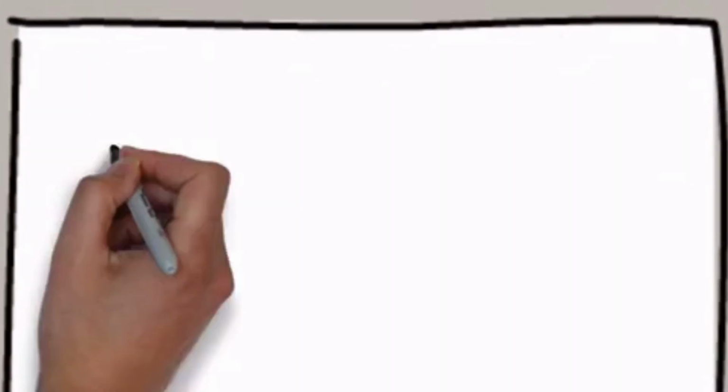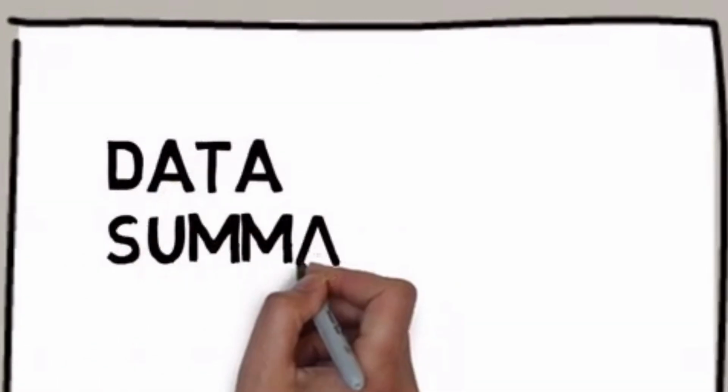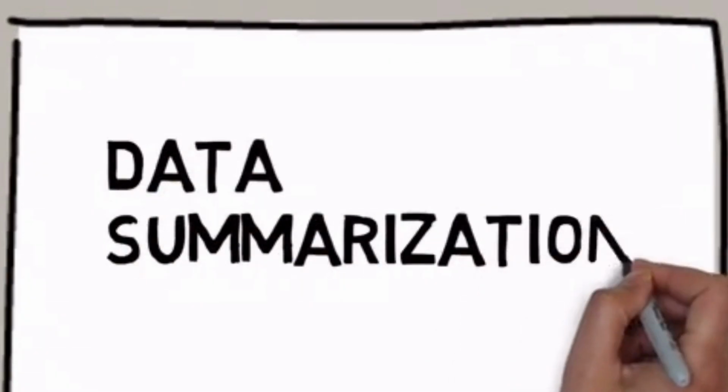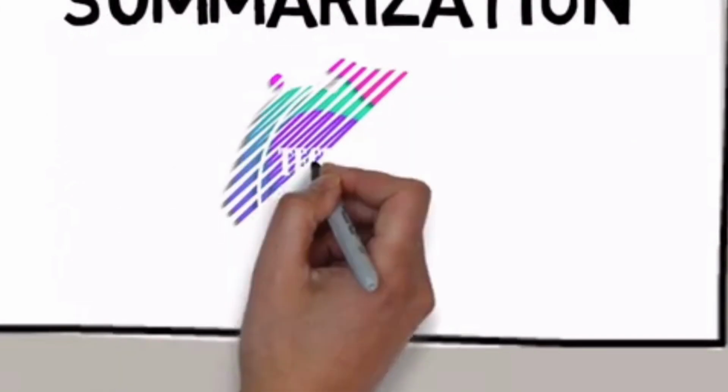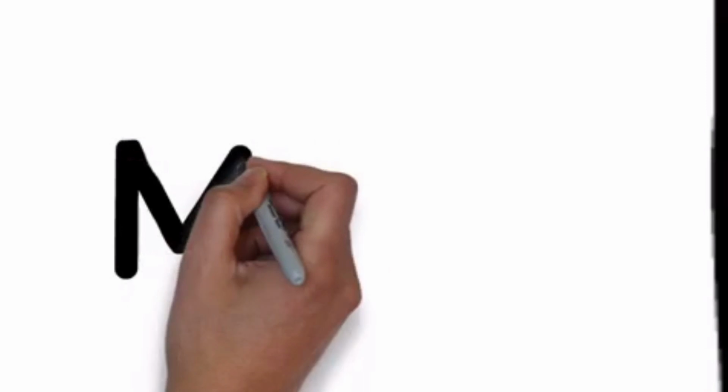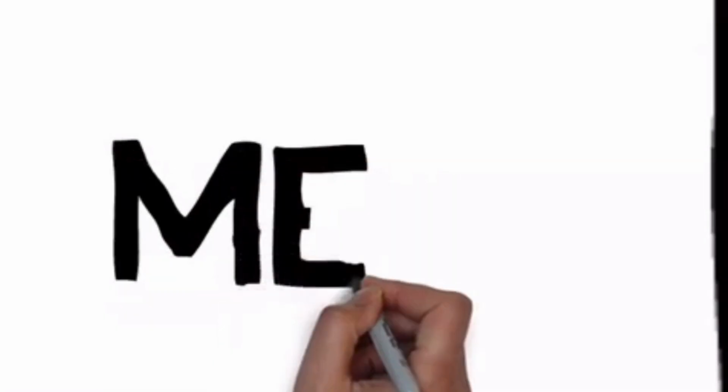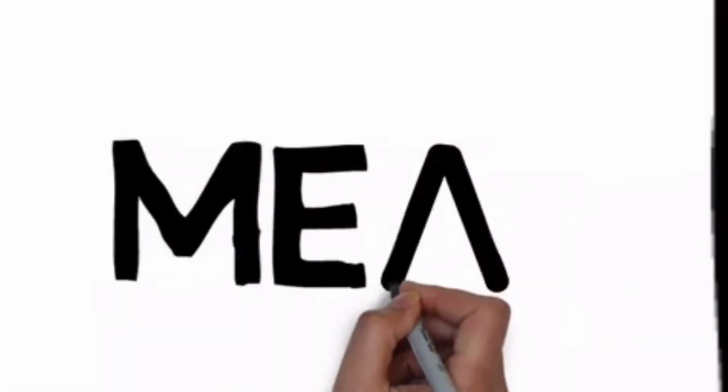Hello for today. Our next topic is all about data summarization. And data summarization is a part of descriptive analytics. Data summarization includes mean, median, mode, standard deviation, and variance. Mean is commonly called the average.